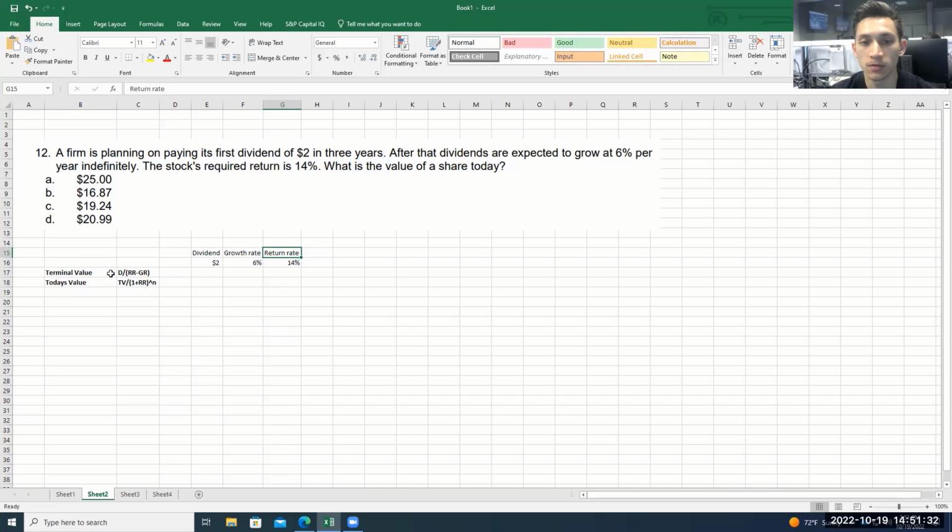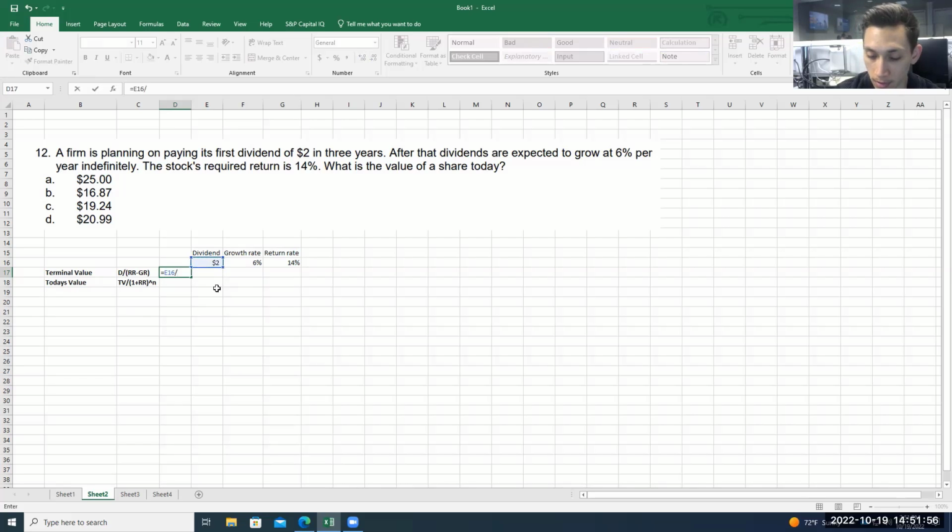We do have to find the terminal value, which is just essentially the value of the stock today, but we have to take into consideration that it's going to be growing forever, indefinitely. This is the formula to calculate the terminal value. We're going to plug in the numbers that we already know from our problem, and it will return us the terminal value. So go ahead and plug these in. We're going to take the dividend divided by the return rate minus the growth rate.